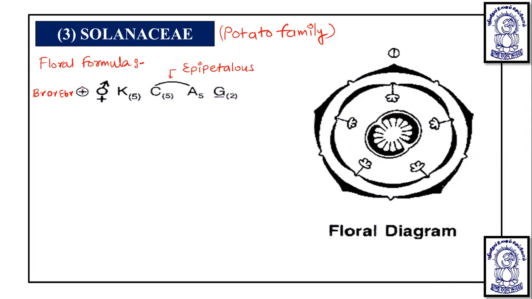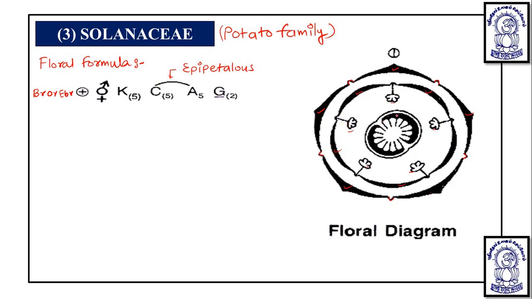In the diagram you can see the calyx has five sepals, and they are fused. This is the first sepal, this is the second, third, fourth, and this is the fifth sepal. These five sepals are fused with each other, so it is known as K5 in brackets. C for corolla. In corolla also you will see five petals, and these five petals are also fused. Then in androecium, five stamens are there, but these five stamens are fused with the petals, so it is known as epipetalous condition. You can see these are fused with the petals.